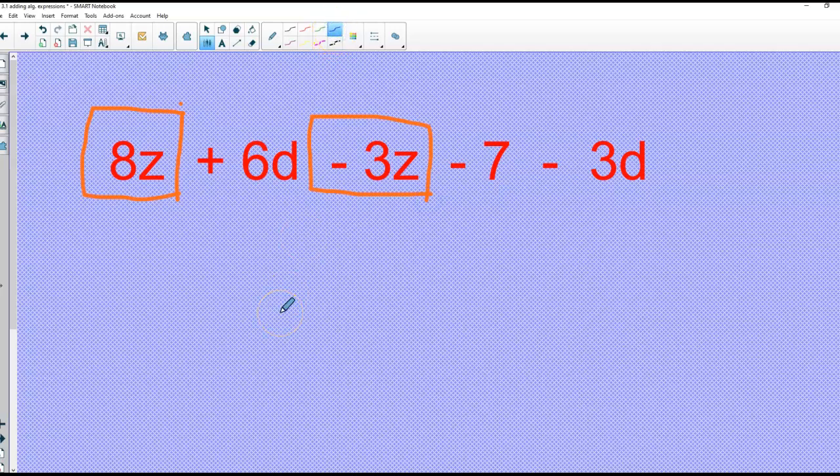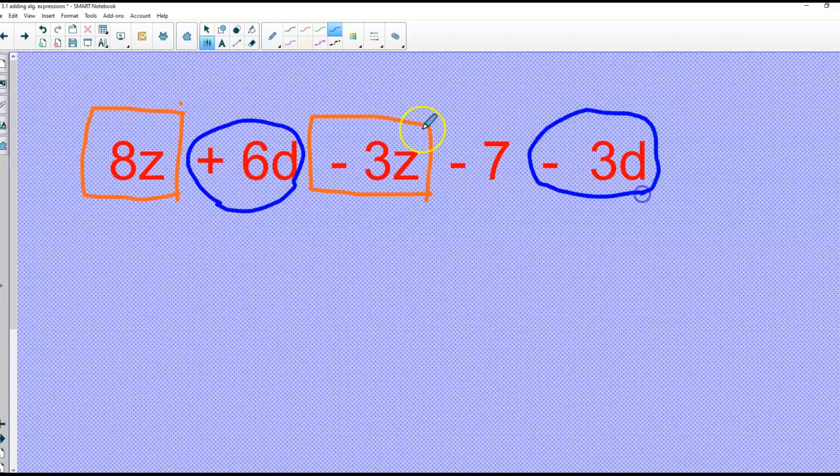Okay. My next one, I see d's next, a plus 6d. So I'm going to circle that one. And that matches up with this one, minus 3d. They both are d's with no exponents, so they go together. Okay, and I see I have a constant of a minus 7 by itself, and that's fine. It does not have a match. That's perfectly fine.